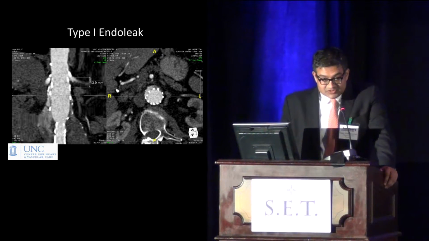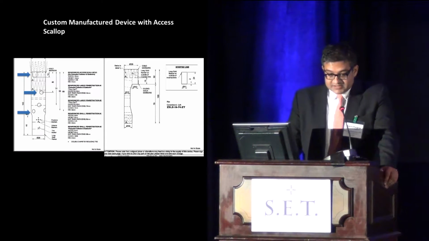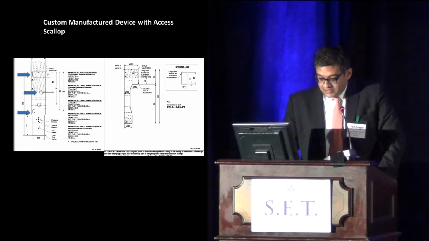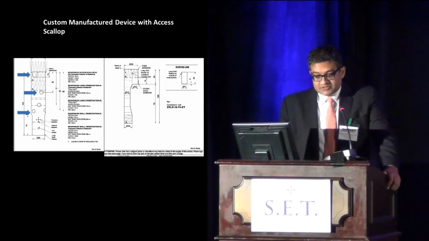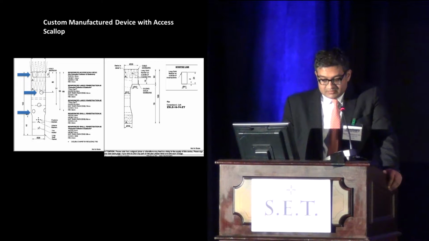This patient was treated with a custom manufactured device from Cook. This is the Access Scallop. It's a reinforced scallop with preloaded catheters, which are able to allow access from the upper extremity down into the visceral arteries. And in this case, two catheters were used to access. One was used for the celiac artery through a reinforced scallop, and the other one was through the right renal artery as well.